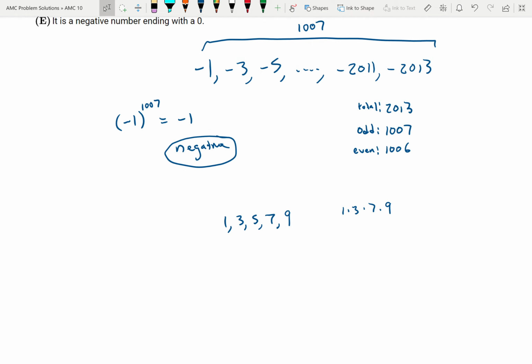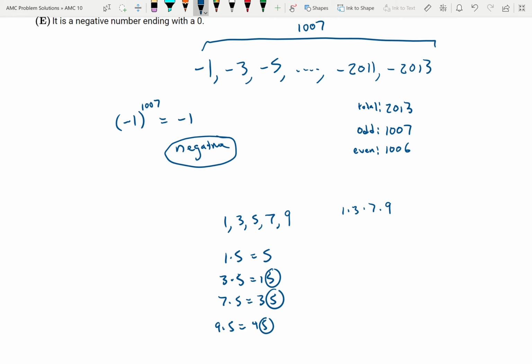The thing is, when you multiply by 5 at the end there, you'll find this. Let's say it ended with a 1. 1 times 5 is 5, so the units digit would be 5. 3 times 5 is 15. Again, units digit is 5. 7 times 5 is 35. Units digit is 5. 9 times 5 is 45. Units digit is 5.